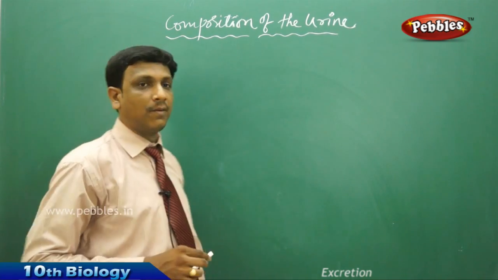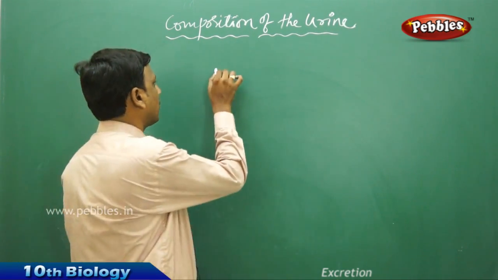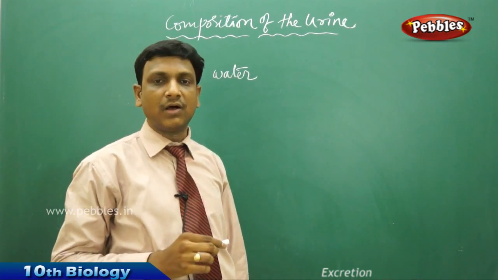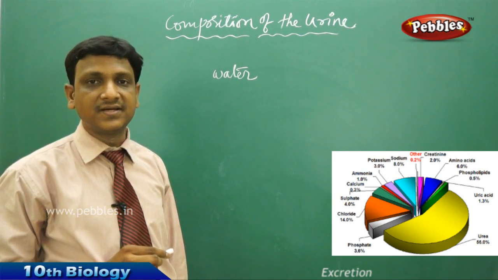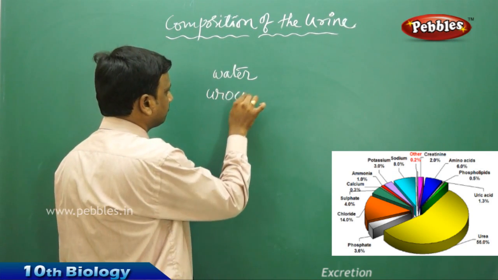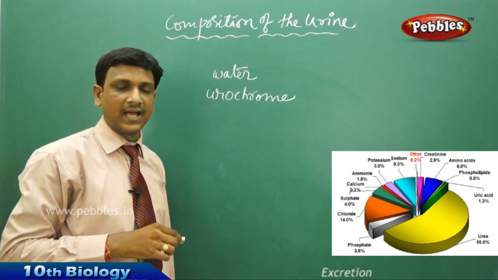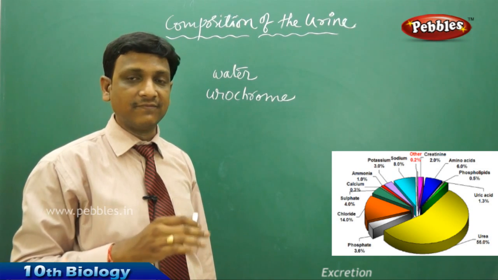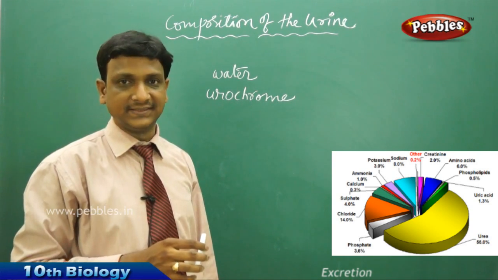Now let us look at the composition of urine. Urine mostly contains water, and it also has a specific color because of a pigment called urochrome, which gives the straw color, light yellow color, to the urine. From where is this pigment derived? This pigment is derived from the breakdown of RBC.